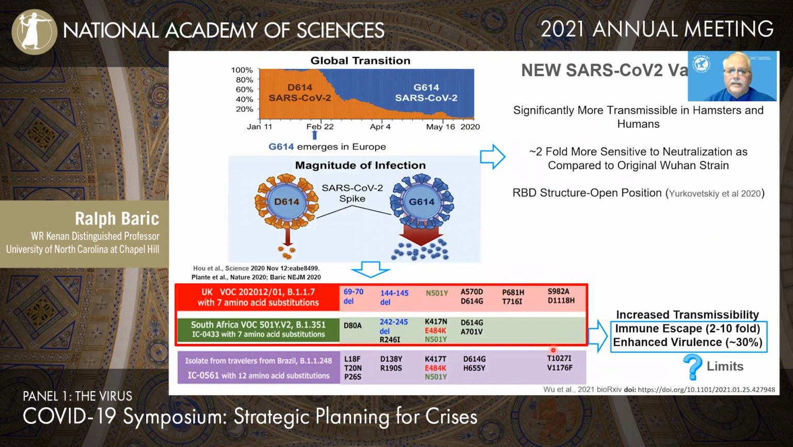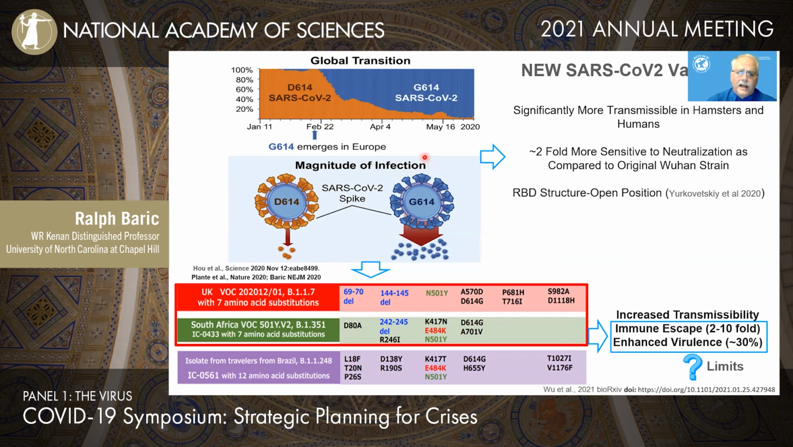Now, we've seen the emergence of a large number of new variants since about May of 2020, starting with the G614 variant in the spike glycoprotein. This variant enhanced transmissibility not only in humans, but also in hamsters. It was 2 times more sensitive to neutralization because the RBD, the part that binds the ACE2 receptor to mediate docking and entry, is in an open position. And so this virus was much more infectious.